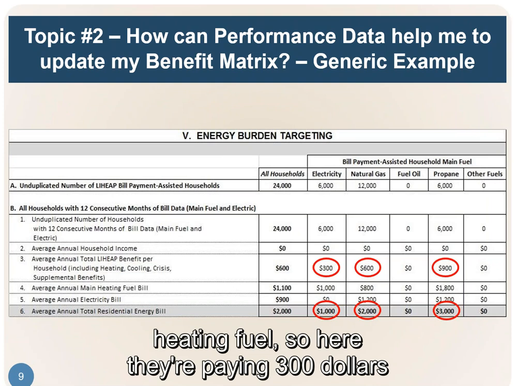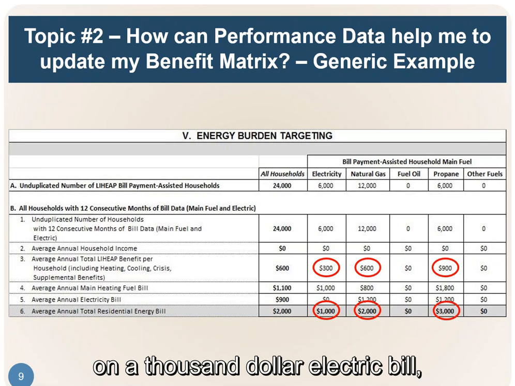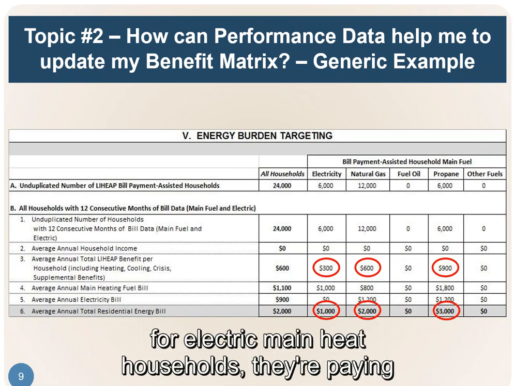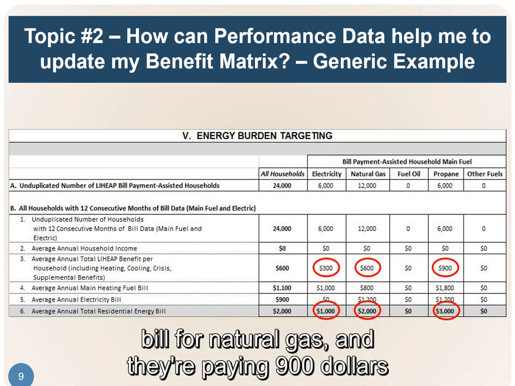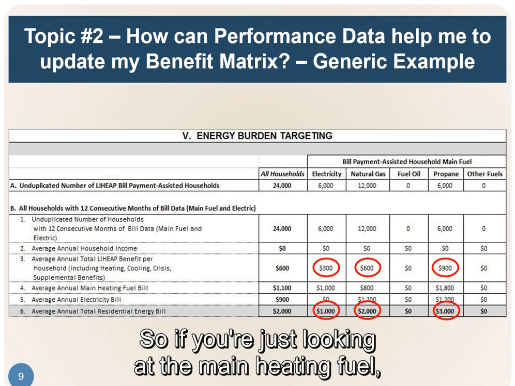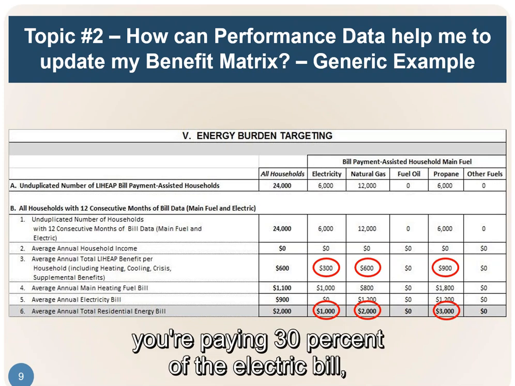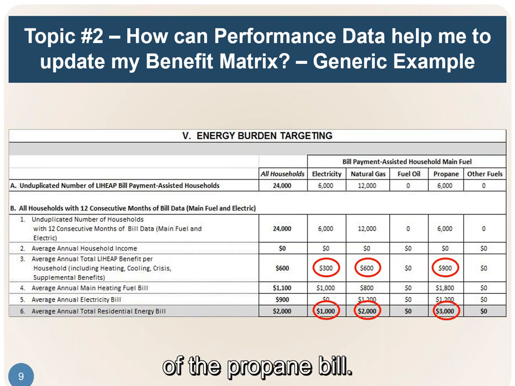So here they're paying $300 on a $1,000 electric bill for electric main heat households. They're paying $600 on an $800 main heating fuel bill for natural gas, and they're paying $900 on an $1,800 main heating fuel bill for propane. So if you're just looking at the main heating fuel, you're paying 30% of the electric bill, 75% of the gas bill, and 50% of the propane bill.